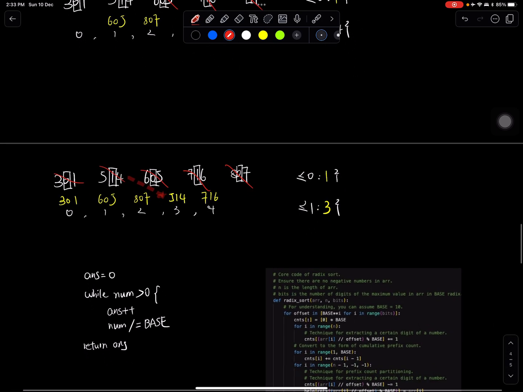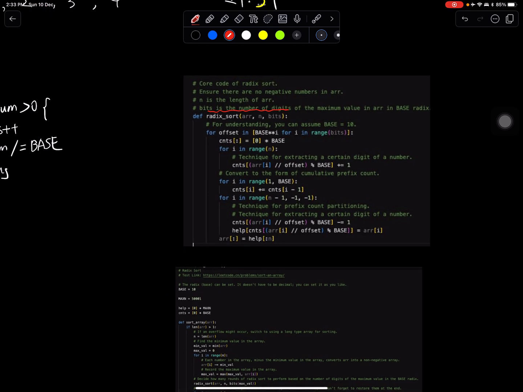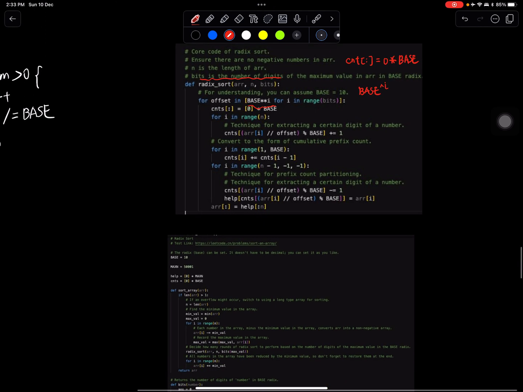That's the logic, and we can take a look at the code. The code of the radix sort ensures there are no negative numbers in the array. N is the length of the array, bits is the number of digits of the maximum number in the array. So offset equals the base to the power of i for all i, then count, then you have a CNT equal to 0 multiplied by base. This is a count, to set the range of it.